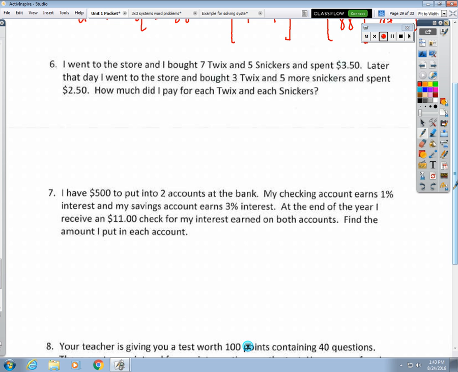Okay, number 6. I went to the store and bought 7 Twix and 5 Snickers and spent $3.50. Later that day, I went to the store and bought 3 Twix and 5 more Snickers and spent $2.50. How much did I pay for each Twix and each Snickers?